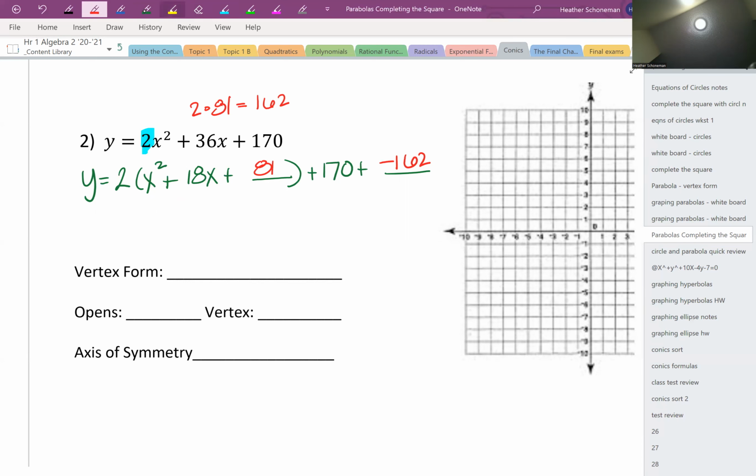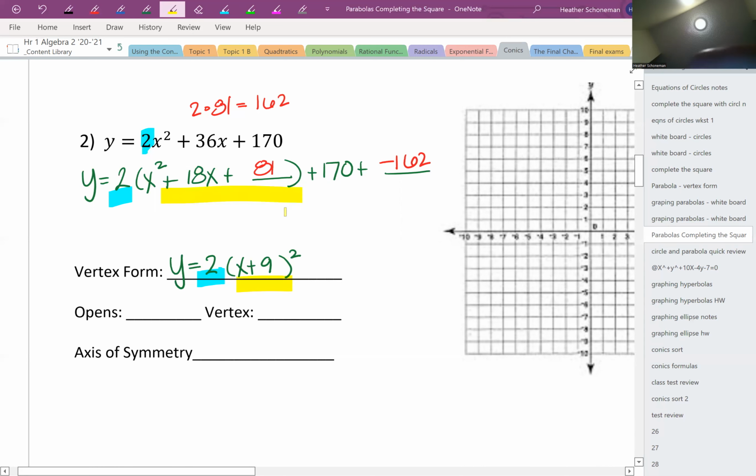So now when I go to write my vertex form, I've got the y equals, then I've got the 2, and then in the parentheses, I'm going to factor this, and that's going to factor to x plus 9 squared. So I factor that part. And now I need to add the numbers at the end, and 170 and negative 162 would give me 8. It's y equals a positive, so I know it's going to be opening up. There's an x in the parentheses, that's going to control my x, so it's going to be negative 9, and that's my y at the end.